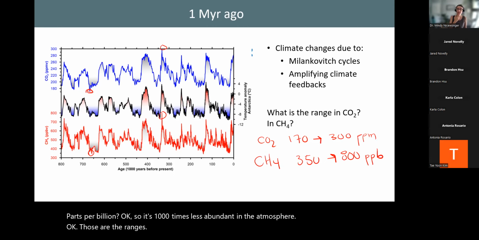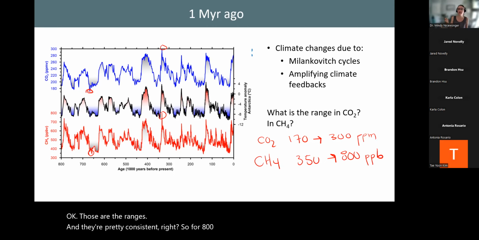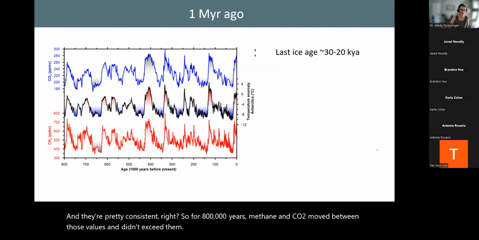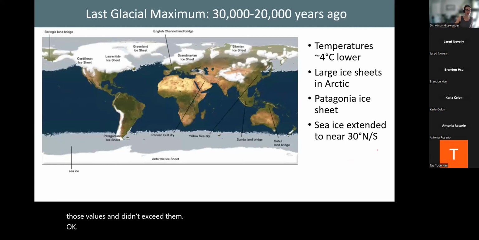And they're pretty consistent, right? So for 800,000 years, methane and CO2 moved between those values and didn't exceed them. Okay? And we'll look at what that is today.